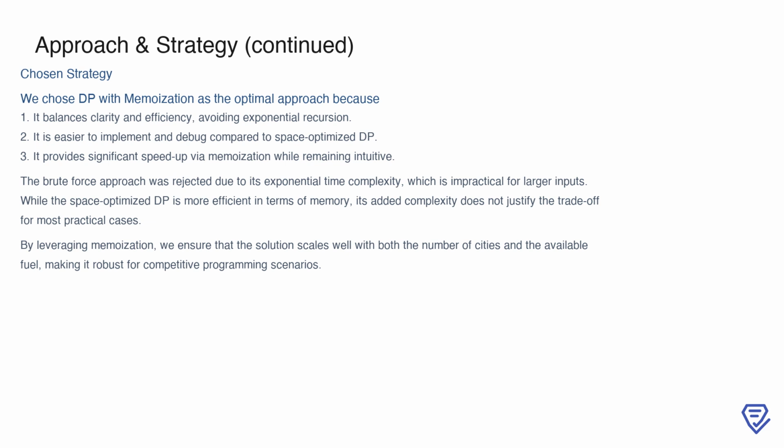After evaluating the options, we chose to implement the dynamic programming approach with memoization as it strikes the best balance between clarity and efficiency. This method avoids the exponential recursion of the brute force approach, making it practical for larger inputs. It is also easier to implement and debug compared to the space-optimized DP variant, as the rolling DP adds unnecessary complexity for most use cases. While the space-optimized DP reduces memory usage, the trade-off in implementation complexity does not justify it for this problem.